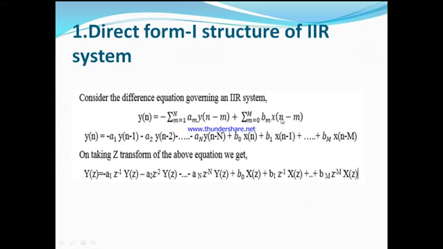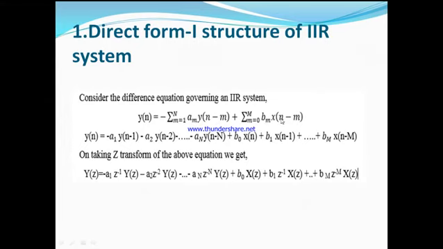So here we have the time shifting property of the Z transform. We can write z power minus 1 into Y of z, minus a2 z power minus 2 into Y of z, and like this, minus an z power minus n into Y of z. Next, b0 x of n. When you take the Z transform, you will get b0 X of z plus b1 z power minus 1 X of z, up to bm z power minus m into X of z.